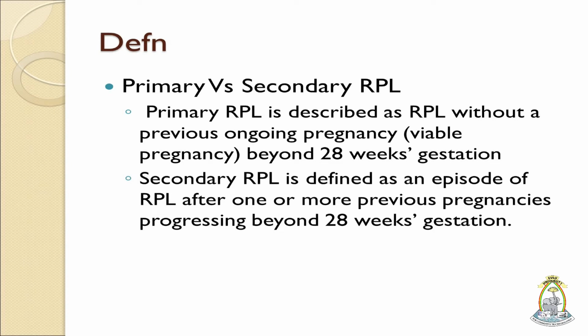It can be primary or secondary. In some literature, people even talk about tertiary recurrent pregnancy losses. The primary one is that which occurs before someone has had a viable pregnancy, has never carried a pregnancy beyond 28 weeks of gestation. Secondary recurrent pregnancy loss can occur when someone has already had a pregnancy that was carried beyond the age of viability.